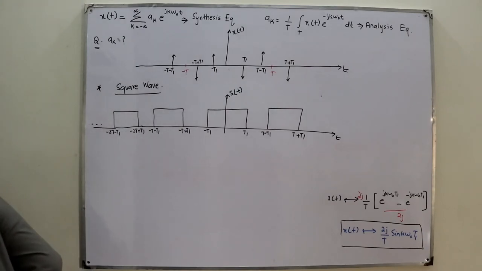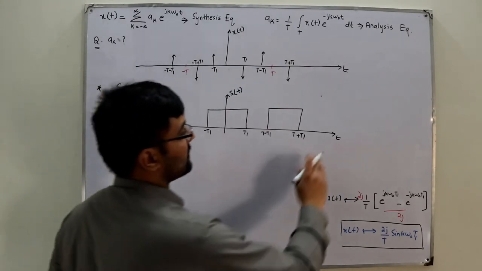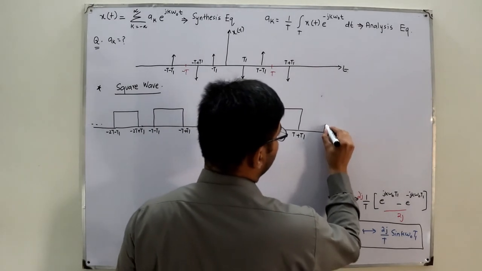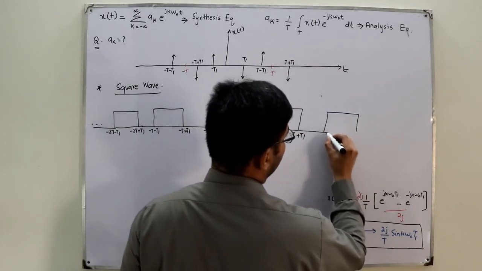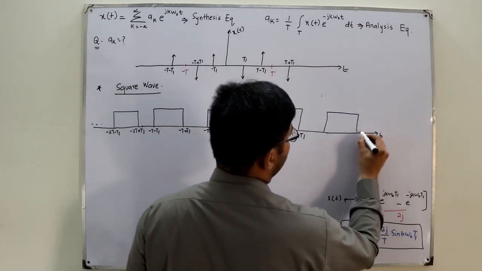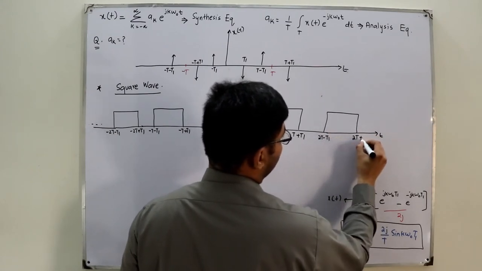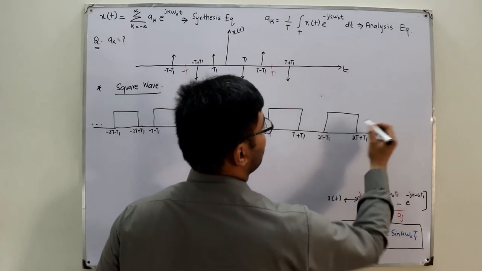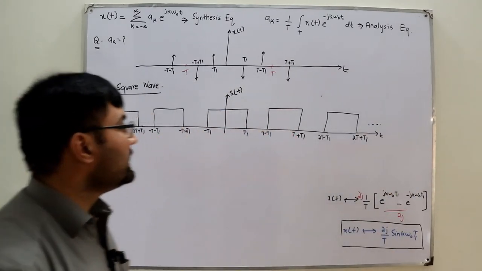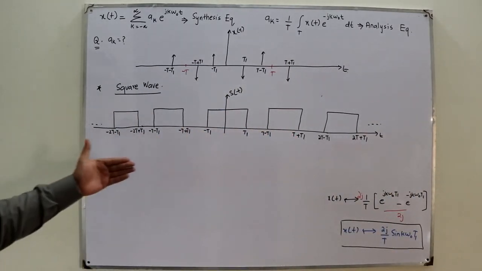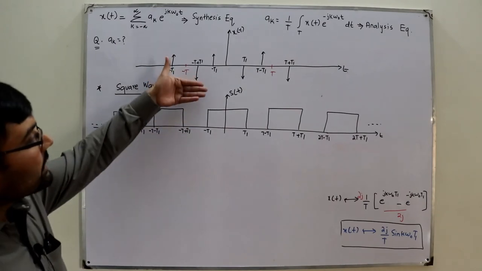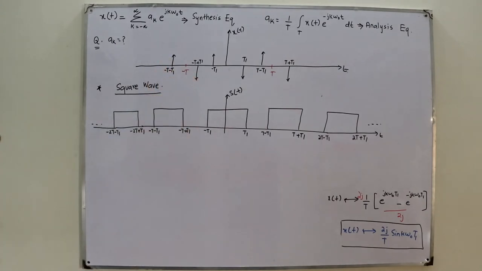And over there you would have 2T minus t1. Over here you would have 2T minus t1 and 2T plus t1. And this goes on and on in this particular direction as well. Now what I have is, if you have a look from here, I can also deduce this particular thing. And how do I do it?